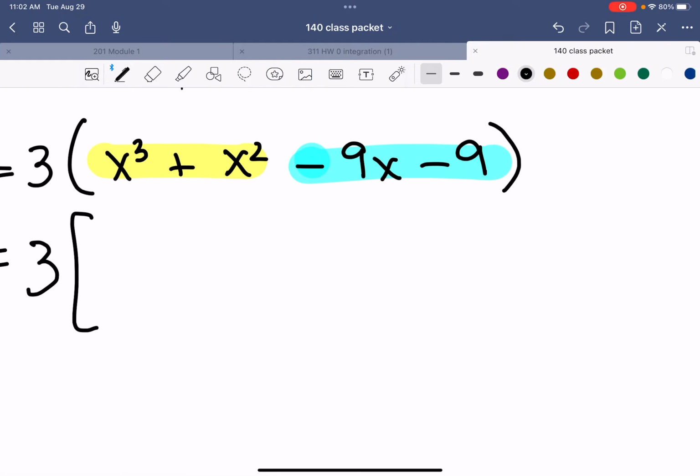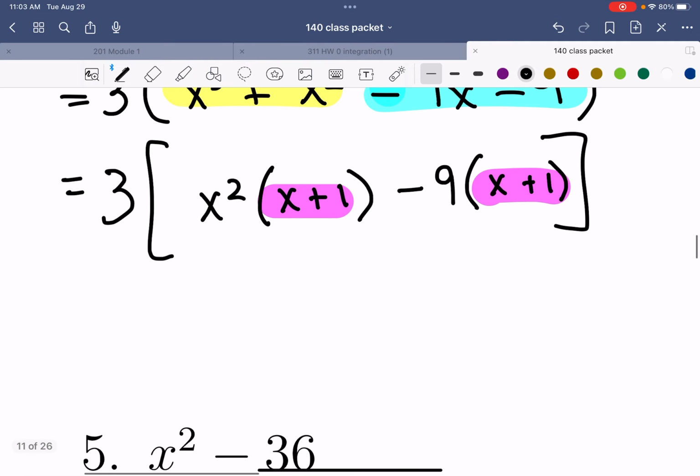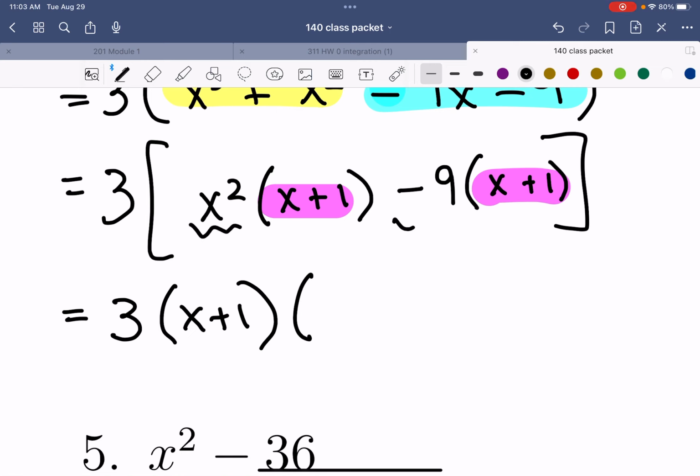So x cubed plus x squared, they both have a common x squared. So let's take that in the front. And what's left is x plus 1 to give me what's in yellow. Then in the second 2, where it's blue, they both have a negative 9 in common. So negative 9. When I take that out, I get x plus 1 as well. And now you can see that that worked because now I have an x plus 1 in both places. So what that means is we're going to keep the 3. Then we're going to pull out the x plus 1 to the front. And what I have left is the x squared and the minus 9. So x squared minus 9.